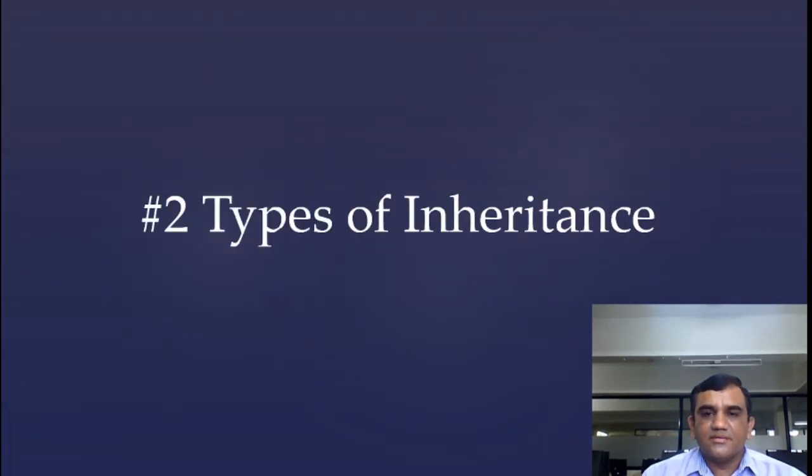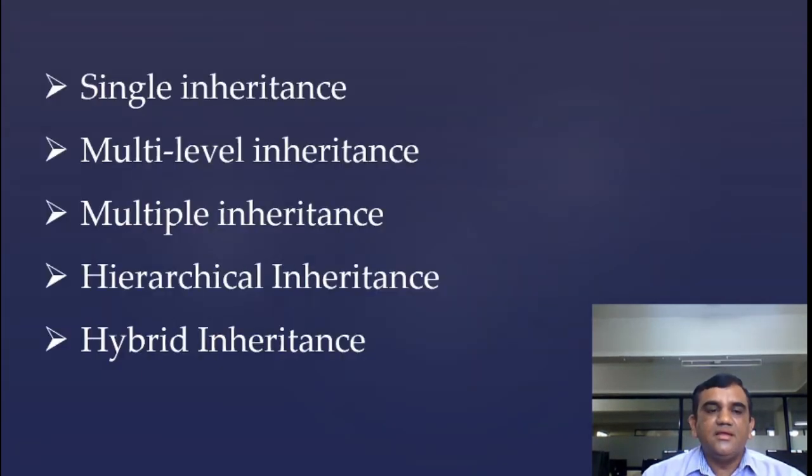Types of inheritance. There are basically 5 types of inheritance. These are single inheritance, multi-level inheritance, multiple inheritance, hierarchical inheritance, and hybrid inheritance. Let us take an example of each of them.